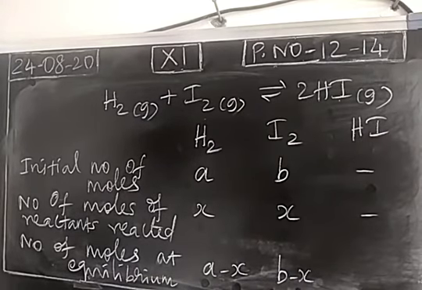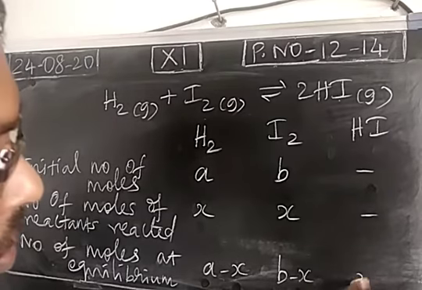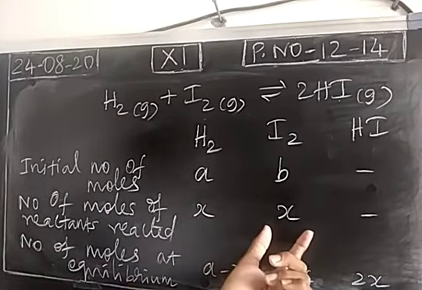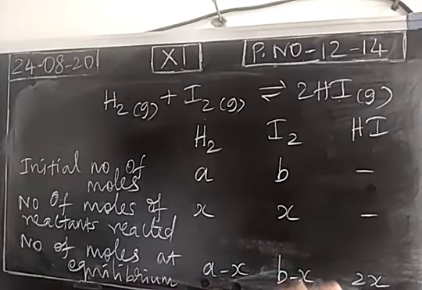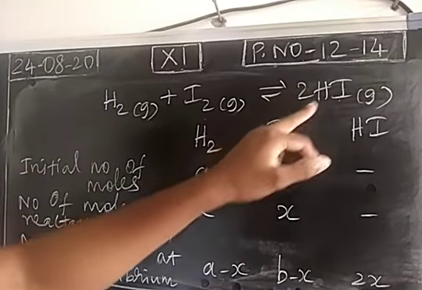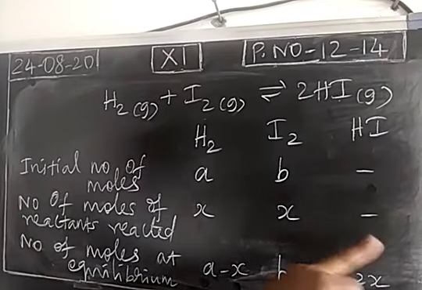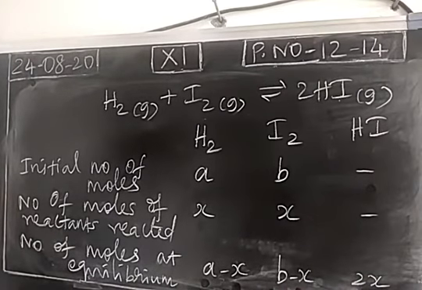So in the equilibrium condition, how much product will be there? 2X. X mole hydrogen and X mole iodine are converted into the product hydrogen iodide, 2X moles. So theoretically, we have the coefficient 2. So 2X mole of hydrogen iodide is present in the equilibrium mixture.